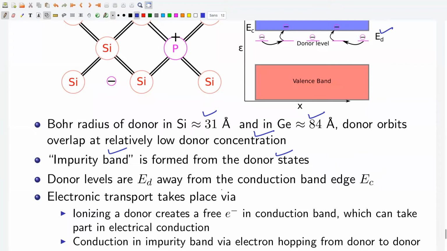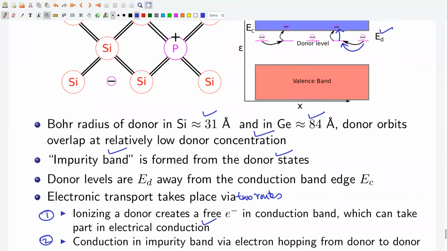Conduction can happen via two routes. Number one, ionizing a donor creates a free electron in the conduction band. And this free electron can take part in electrical conduction. Number two, conduction in impurity band via electron hopping from donor to donor.